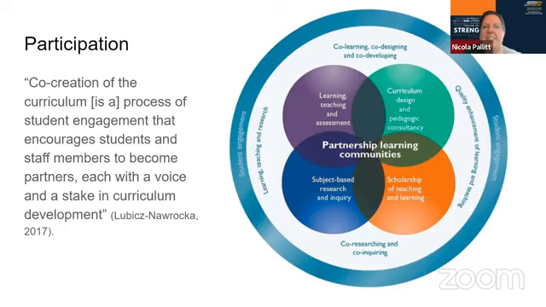Okay, great. So for participation, we draw a lot on this idea of co-creation of the curriculum, which is a process of student engagement that encourages both the students and the staff members or the teacher to become partners and have a voice and a stake in the curriculum. That's also very much a global trend, where people are recognizing the importance of students as partners and working together.